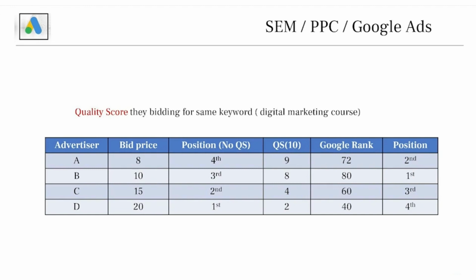How this now impacts the whole position system is through the Google rank, not Google position. The ad rank is a KPI, or metric, which is the product, a multiplication, of what you bid and the quality score you were able to get. So 8 into 9 brings 72, 10 into 8 brings 80, 15 into 4 brings 60, and 20 into 2 is 40. The combination of a good price and a good quality score got bidder B the first position. The one who got the best quality score but paid much less than average got the second ad position.